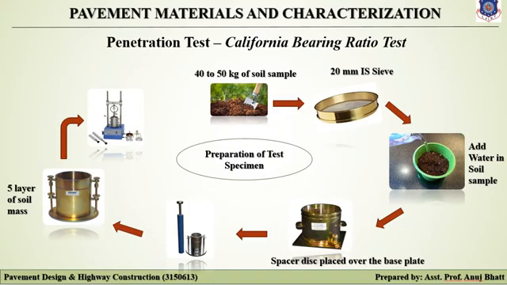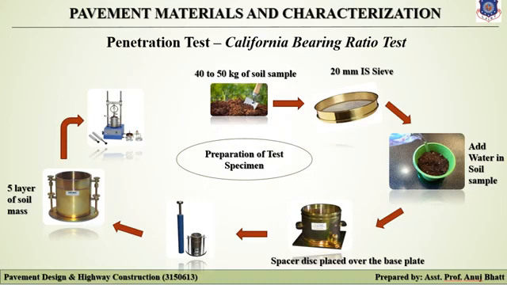For preparation of specimen by IS heavy compaction, the moist soil sample taken in the tray is divided into 5 equal parts and compacted in 5 different layers. Each layer is compacted by imparting 55 well distributed blows of the light rammer of weight around 4.85, which is nearly equal to 5 kg.